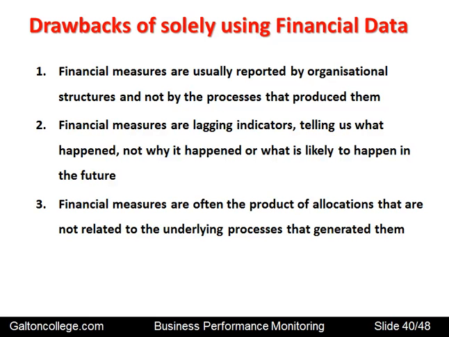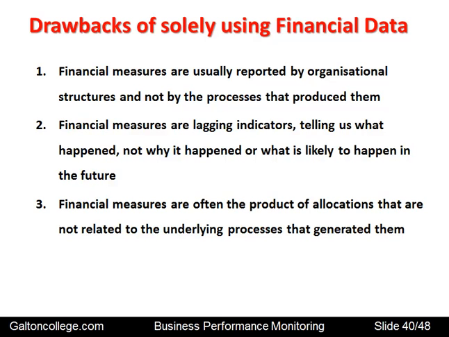Financial measures are often the product of allocations that are not related to the underlying process that generated them. Sometimes financial measures can be put forward in terms of departments. The department may hold a budget, but the department may be responsible for 5 or 6 different processes. So which process is causing the problem? Well, that falls to the departmental director to identify, but he or she may have a problem in identifying it.